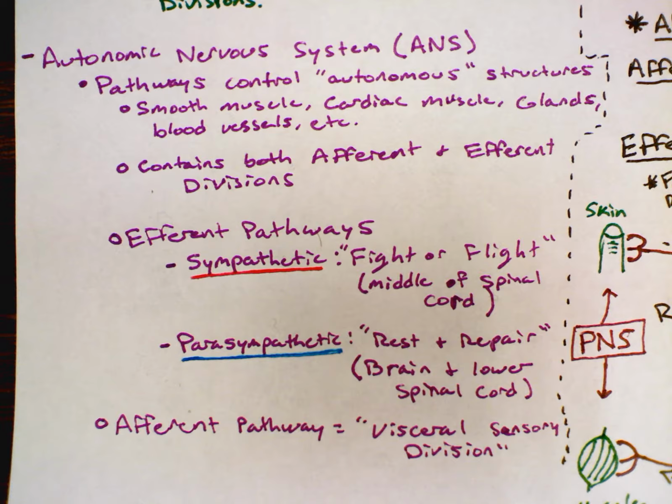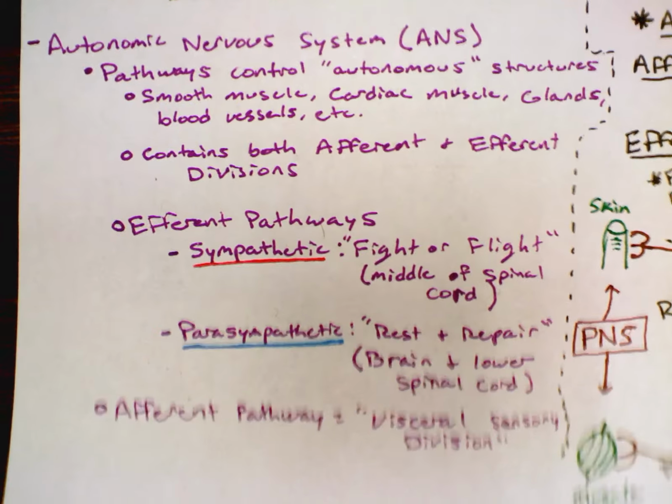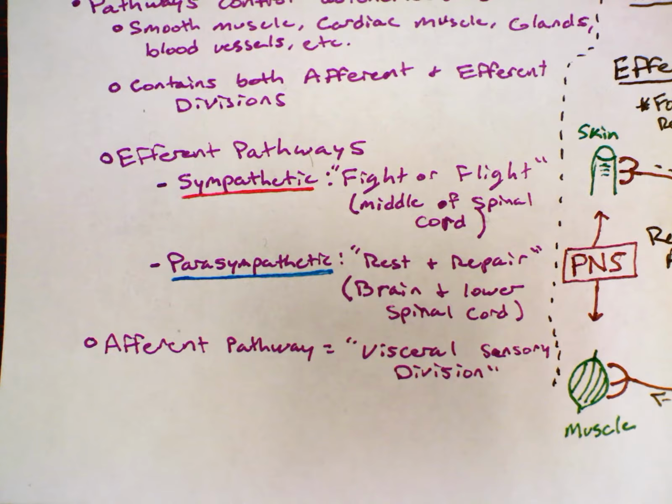The afferent pathway, the stimulus side, only gets classified as one thing, and that's going to be called your visceral sensory division. So those are going to be the receptors that are in charge of tracking all of the things that are outside of your conscious control. Smooth muscle, cardiac muscle, gland secretions, all of that.